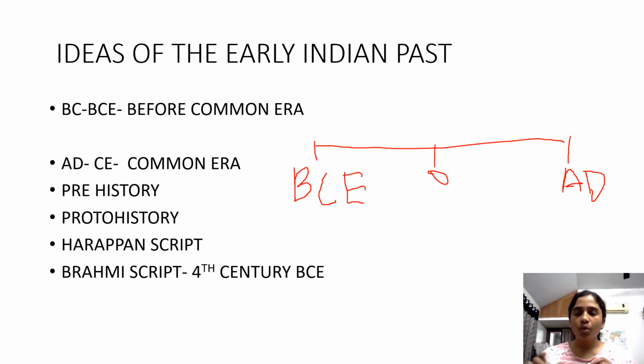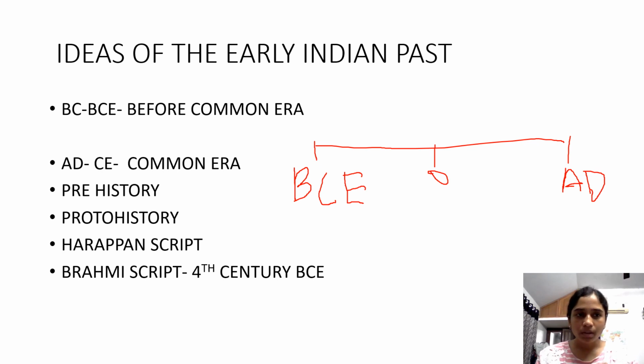So BC is more professionally called BCE, or Before Common Era, and AD is called CE, or Common Era. See the timeline over there, BCE comes first, then comes 0, and then comes AD or CE. Next term which you have to remember is prehistory. Prehistory is a phase in which no written records were available for the construction of history. Proto-history is a period in which written records and available sources are available in plenty for the construction of history.